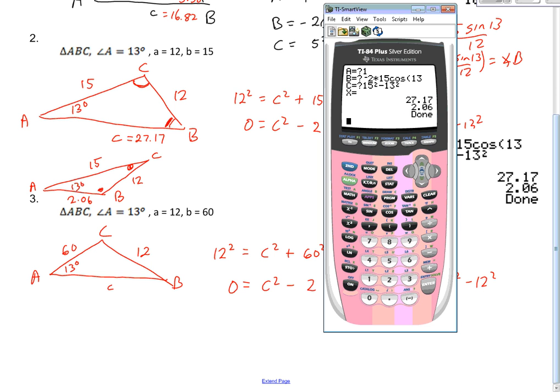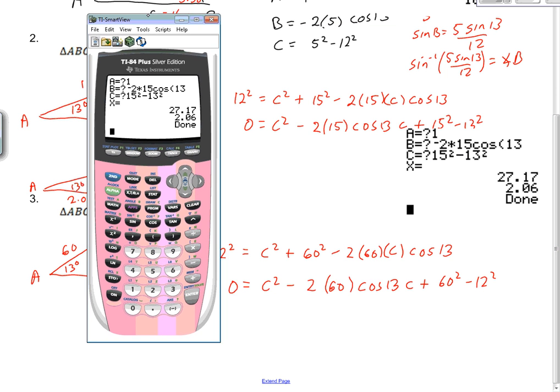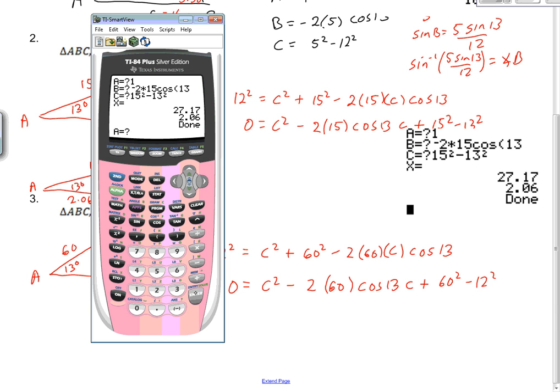So get out your calculator again, put in 1, negative 2 times 60 times the cosine of 13, 60 squared minus 12 squared. And you can see that these are complex results.